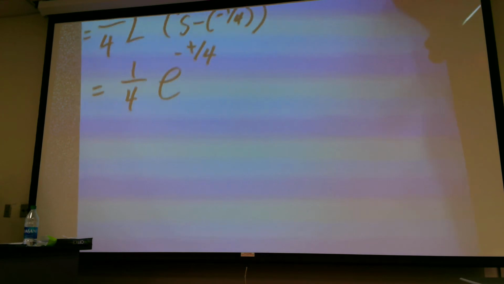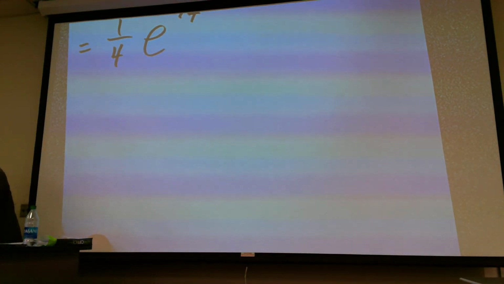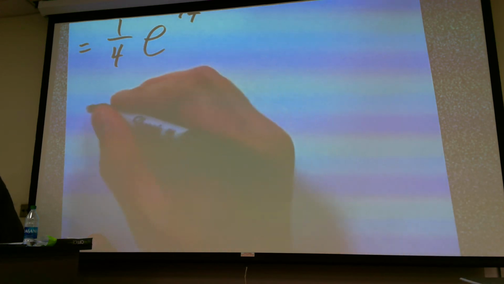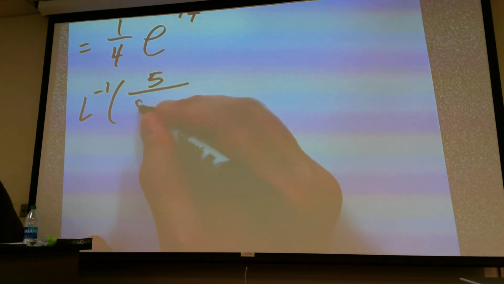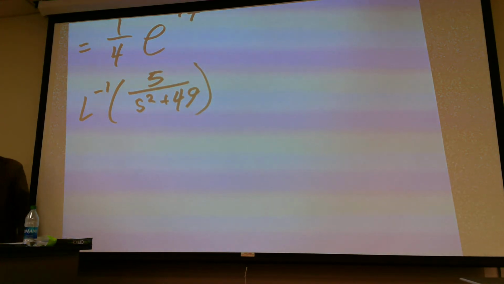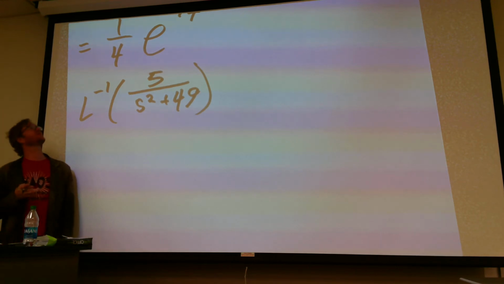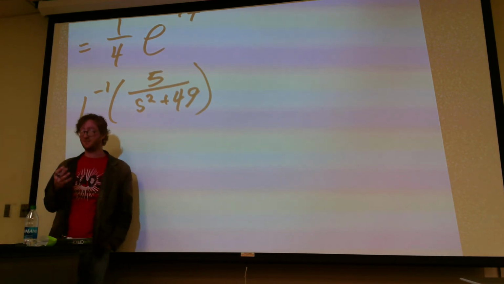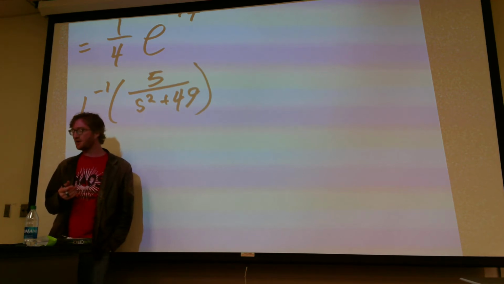All right, let's try another one involving sine. If it's just s minus a, then it's going to be e. But if you have L inverse of, let's say, 5 divided by s squared plus 49, the question is, how do I know? If there's an s squared, I'm going to think it's associated with sine or cosine. Which is it?